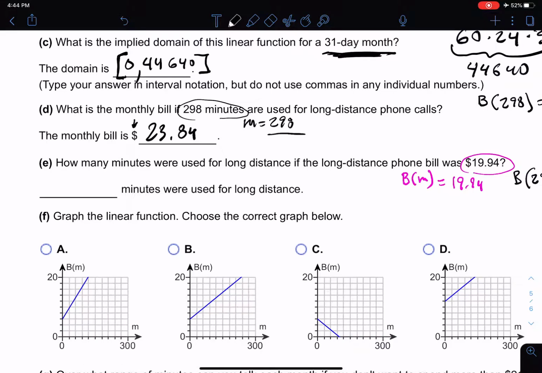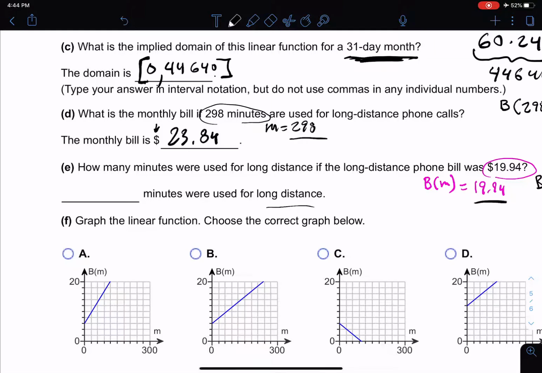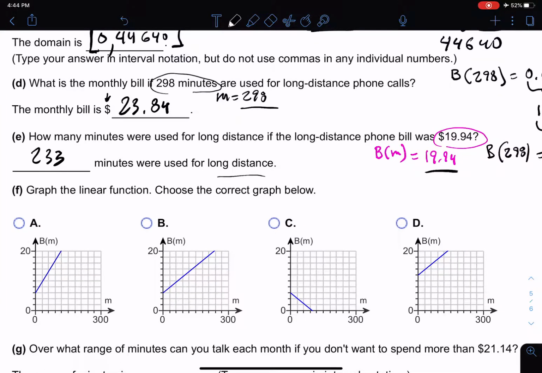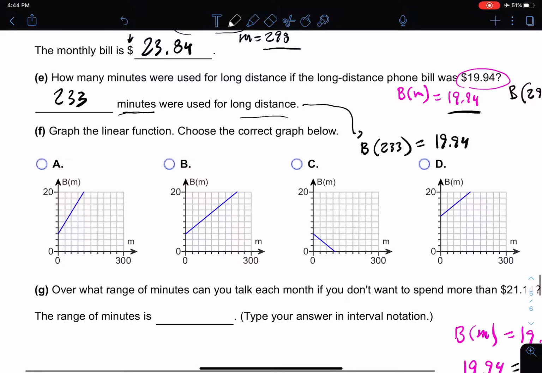If the bill was $19.94, how many minutes happen to be used for long distance? It happens to be 233. And if you wanted to see what that would look like using function notation, that would just say B of 233 minutes produces a phone bill of $19.94. Once again, over here, 233 minutes, the units is already written in, so we don't have to worry about that. And now we're back to, can you take that linear model and figure out which graph does that go with?